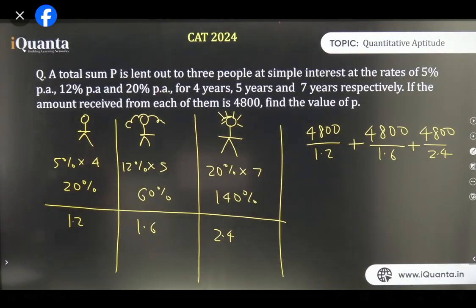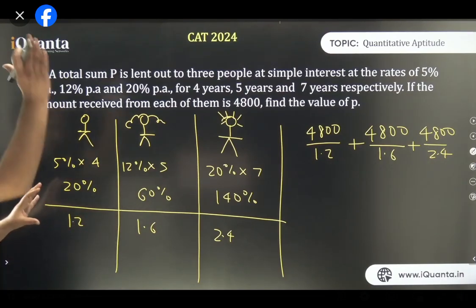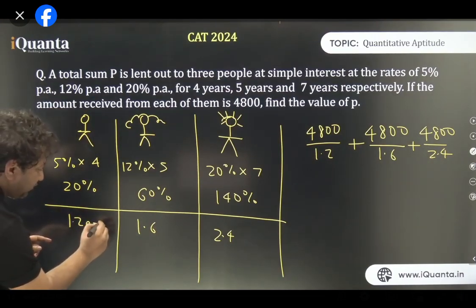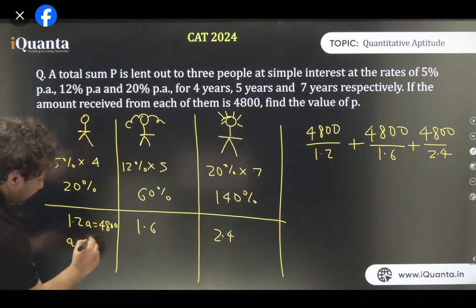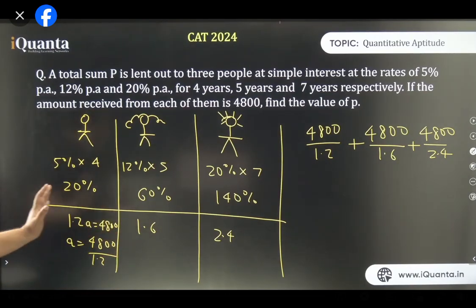Exactly, Zainab. Relating it back to the previous thing. So 1.2 times A was 4,800. Do you remember that? Which means A is 4,800 upon 1.2. I just did not want to use AB again here. Now you must have realized what just happened.